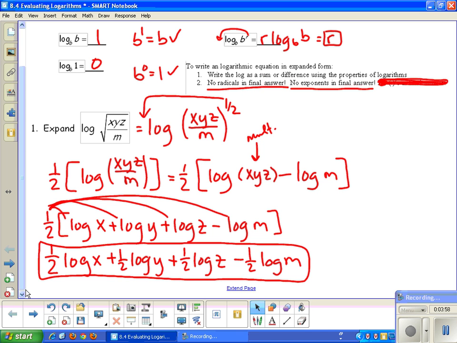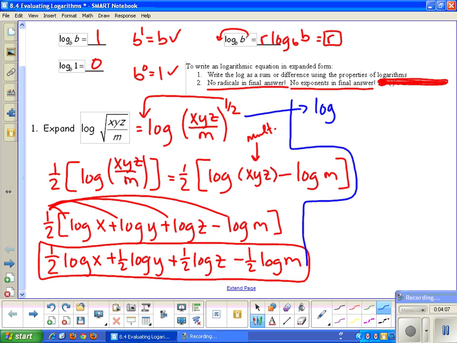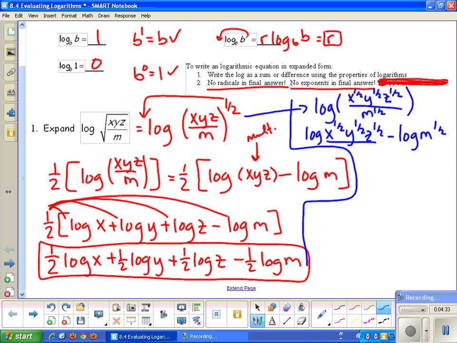And as I said before, another way I could have done this over here, if instead I would have applied the 1/2 to all the exponents, such as the log of x to the 1/2, y to the 1/2, z to the 1/2 over m to the 1/2, and then did my properties of exponents. This would be the log of x to the 1/2, y to the 1/2, z to the 1/2 minus the log of m to the 1/2, and then I would use all my properties. So these would be all separated with addition. Anything that has a power goes in front, and when I do all that, I would end up with the same answer here.